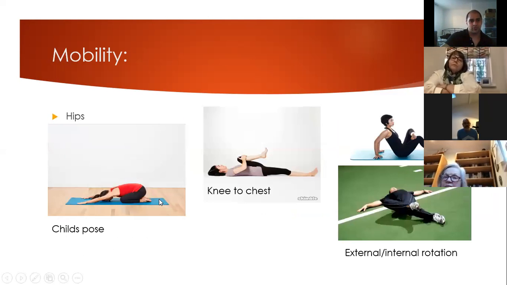Oh, sorry, gone too far. So obviously you're looking at child's pose. Again, you're looking at getting the hips mobile here in hip flexion. Knees to chest, exactly the same thing. So you're looking at improving how your hips flex, and you're looking at internal and external rotation as well. So you've got that full rounded movement of the hip.